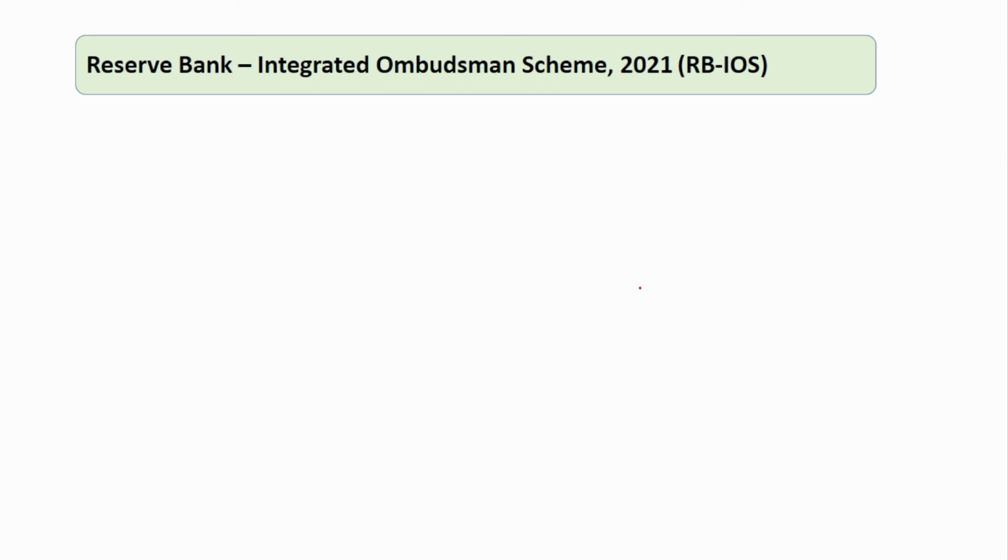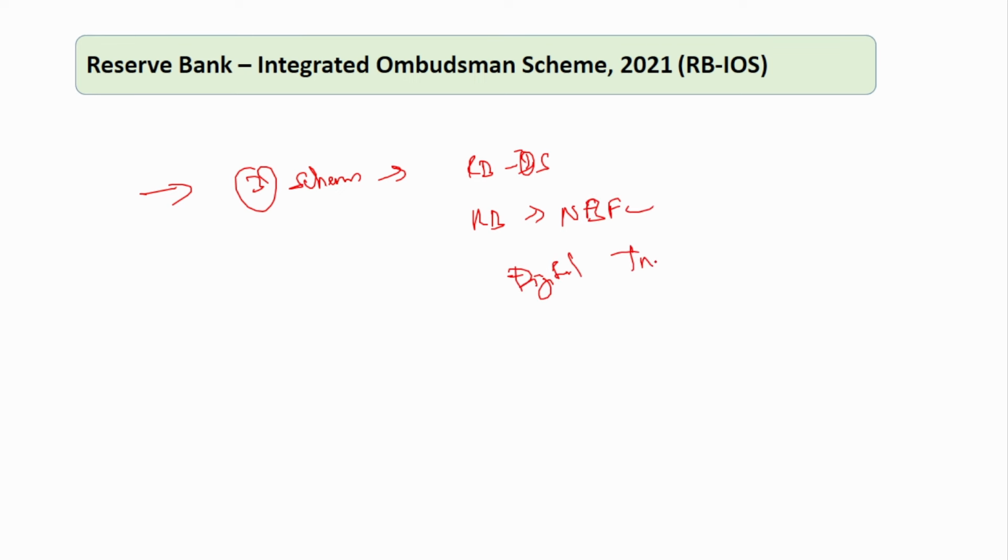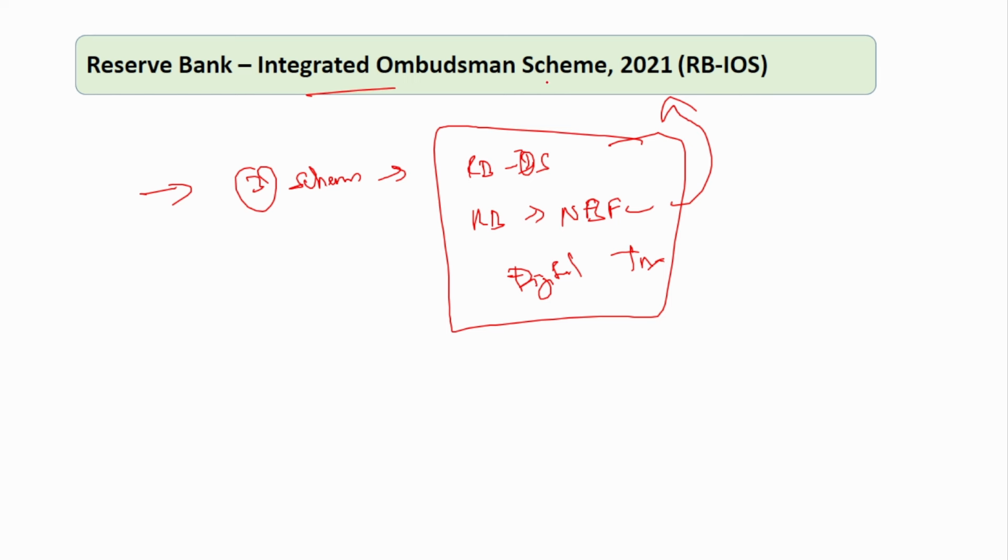Next is the Reserve Bank Integrated Ombudsman Scheme. Integrated ombudsman means that previously there were 3 schemes. One was just the RBI ombudsman scheme. Next was the RBI NBFC ombudsman scheme for the NBFCs, and the other for digital transactions. From 3-4 years back itself, these 3 schemes were subsumed under this integrated ombudsman scheme. So now these 3 schemes do not exist. They are brought under this integrated ombudsman scheme.